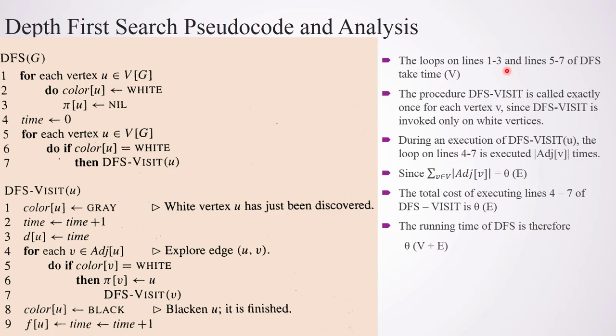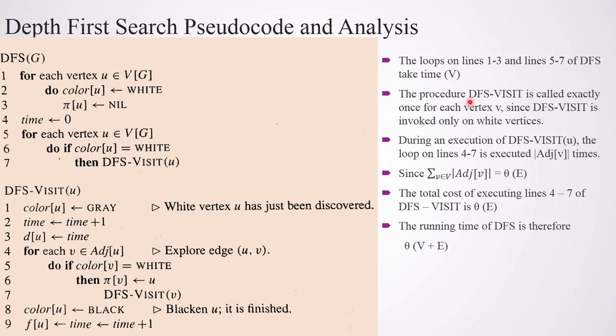Lines 1 to 3 and lines 5 to 7 of DFS take time theta of V, because here we have a for loop for each vertex u in V of G. Time V means the number of vertices. In our example we have 6 vertices, so for 6 vertices the coloring white and setting the parent as nil will take time V.